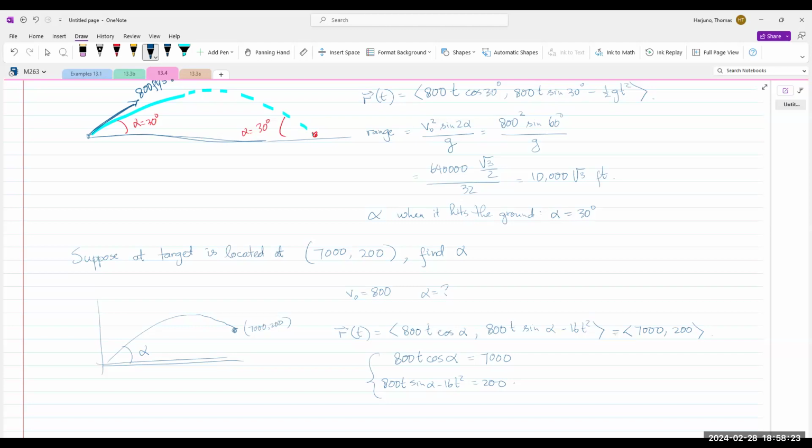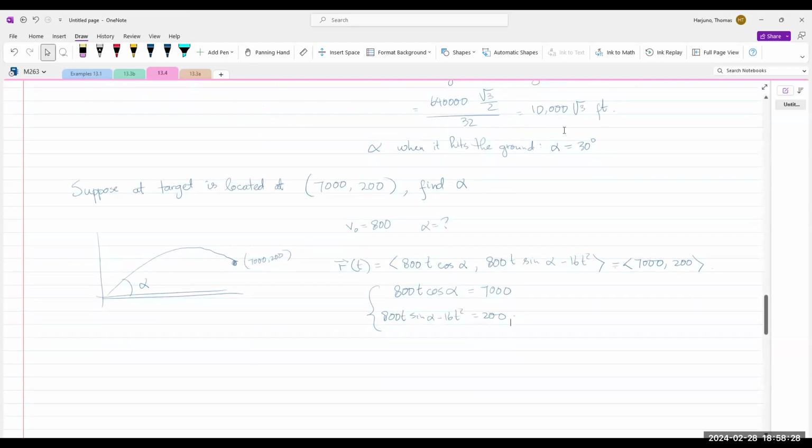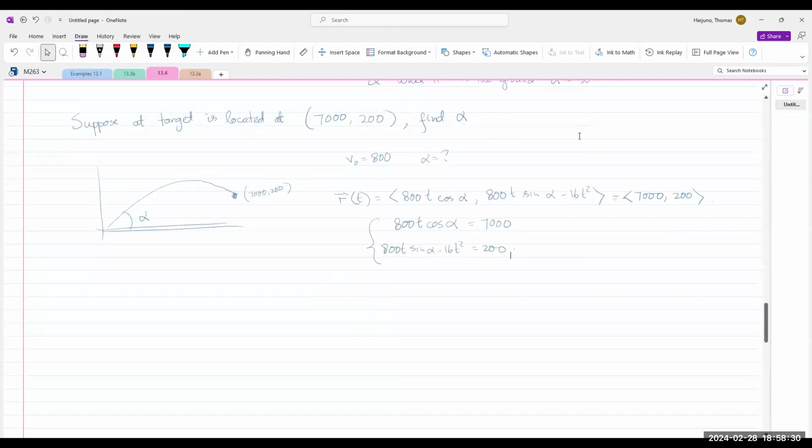Okay. Now the question is, have you learned before how to solve this? What we will do is... honestly, I don't really know how to do this. I know these things though. I can work on the first one.